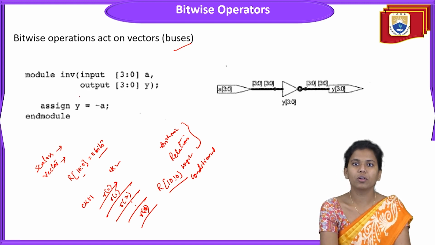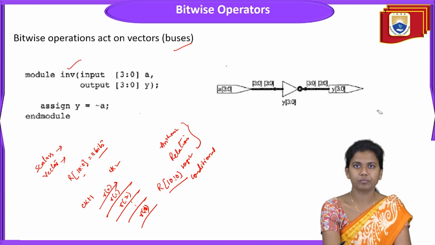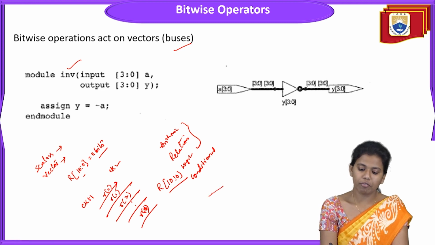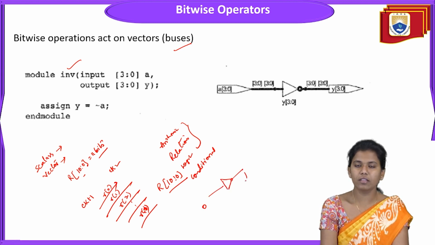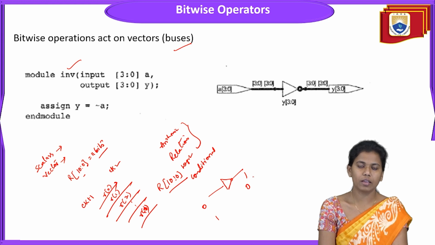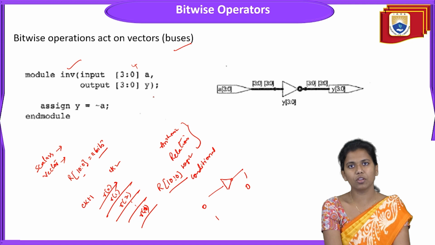So here, module. I am considering a basic digital circuit, which is an inverter. We all know what an inverter is, right? If you give 0, the output is 1. If you give 1, the output is 0. It's quite the opposite. So module inverter, my input is 3:0, that is a total of 4 bits of information, A, and the output is also 3:0, Y.